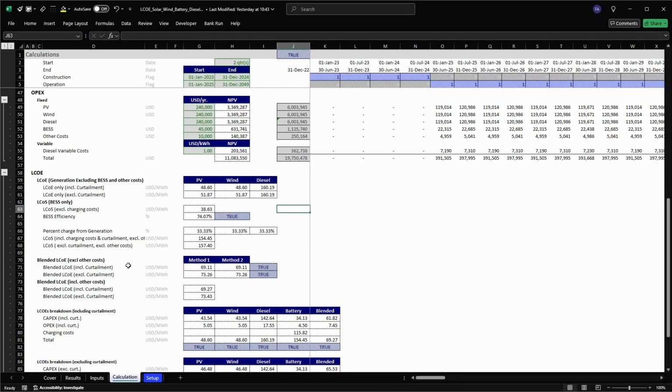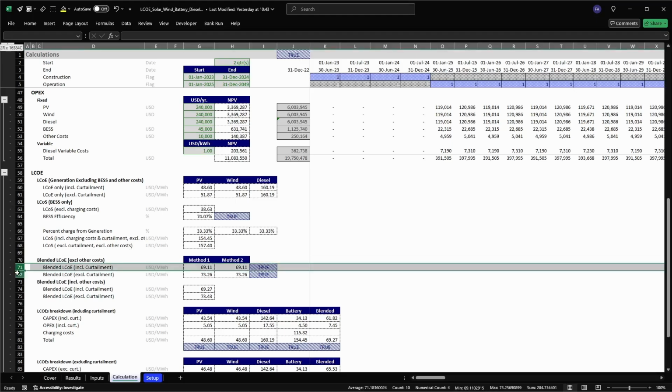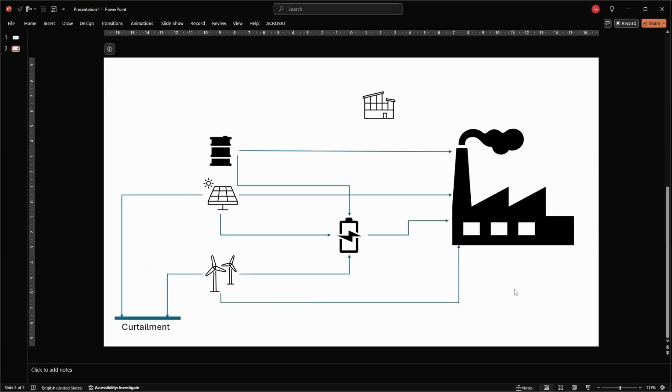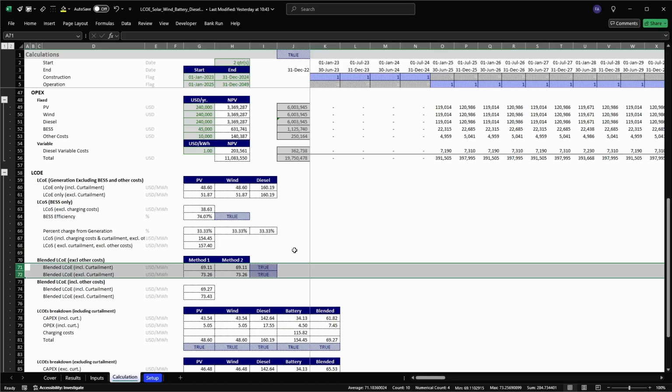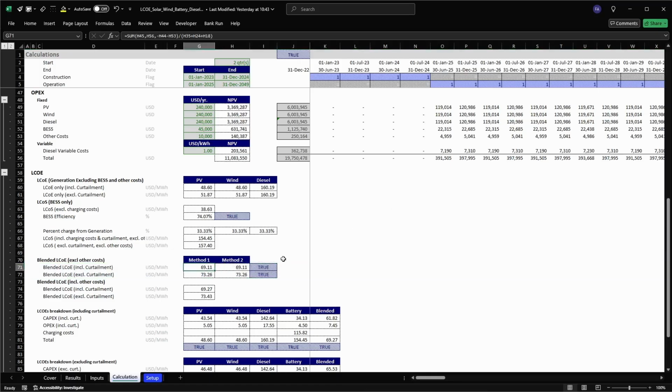Now I finally come to the point where I'm going to calculate the blended LCOE. And remember, by blended, I mean the LCOE that is received by the load. Okay, so what is the LCOE? Let's say that the load is seen, that's perceived by the load. So how do we do it? Well, that's quite straightforward, right?